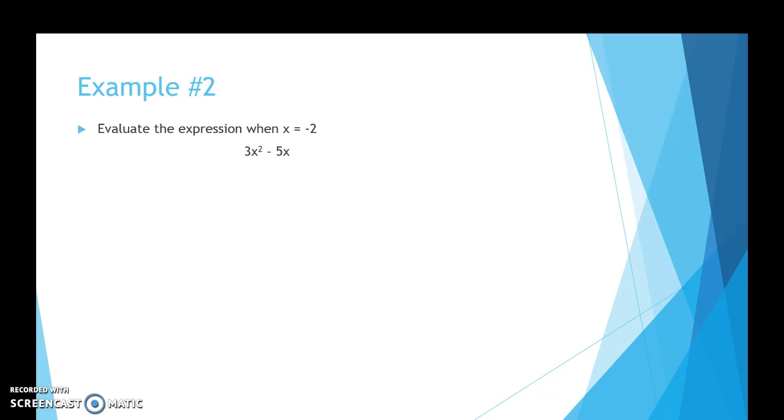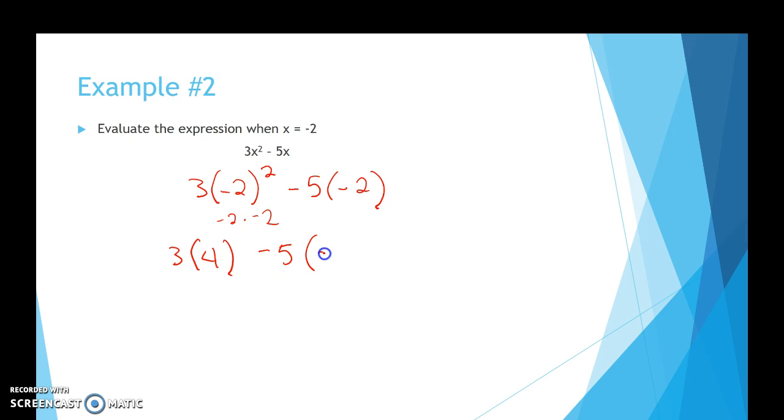Example 2, we are going to evaluate the expression when x equals negative 2. So we're going to substitute negative 2 in for x. What we have here is 3 times x, which is negative 2 squared, minus 5 times negative 2. When we solve this, we need to think of order of operations. So we work with the grouping and our exponent first, which is this negative 2 squared. That would be negative 2 times negative 2, which is going to give me positive 4.